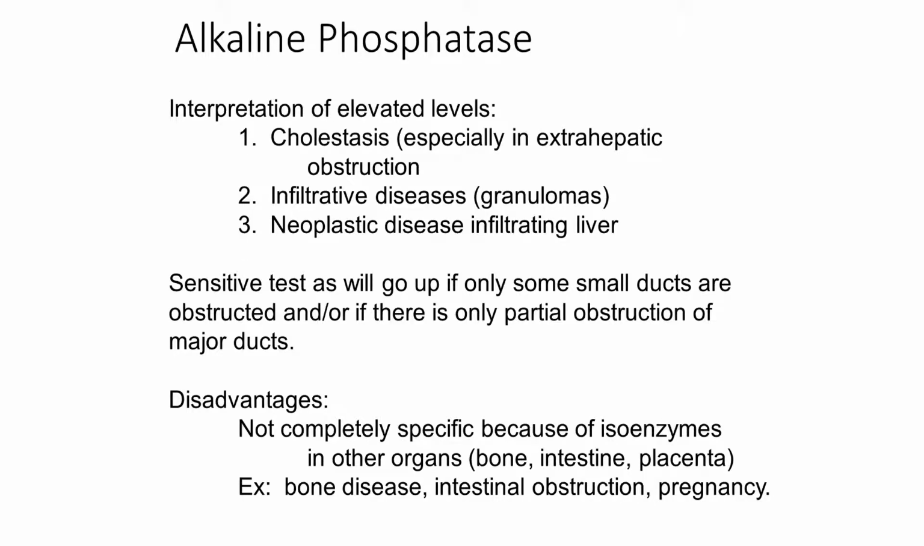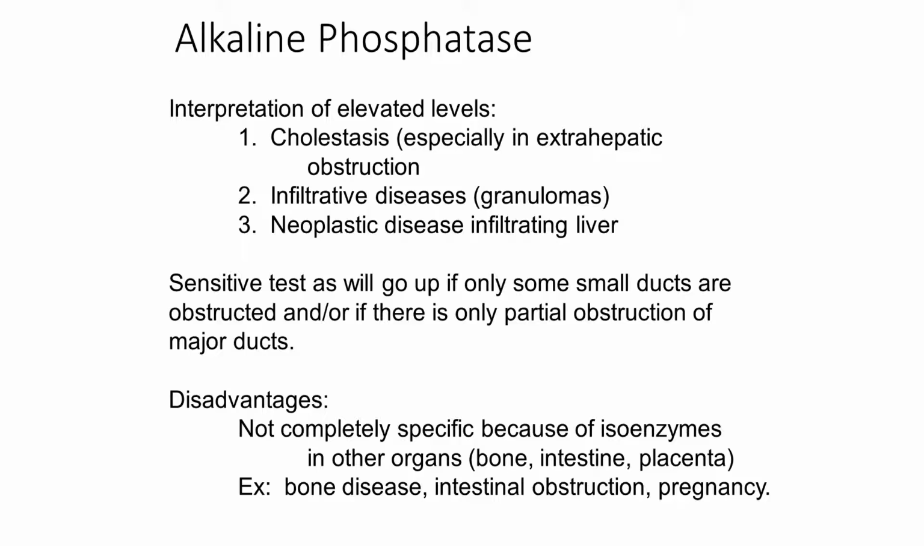So when you have the alkaline phos result of the patient, how do we interpret the result? Interpretation of elevated levels of alkaline phosphatase can lead to a conclusion that there is a presence of cholestasis, especially in extrahepatic obstruction. You can also interpret it as a presence of possible infiltrative diseases like your granuloma, and even one of your differentials will be the presence of neoplastic diseases, cancer that are infiltrating the liver.